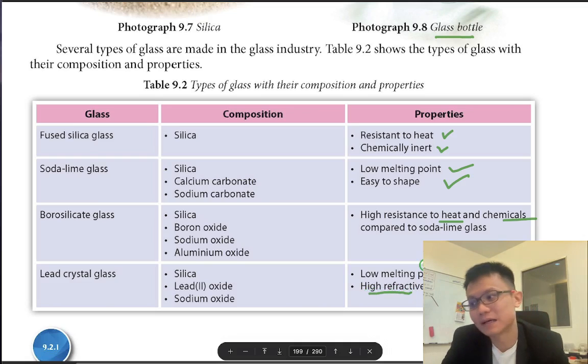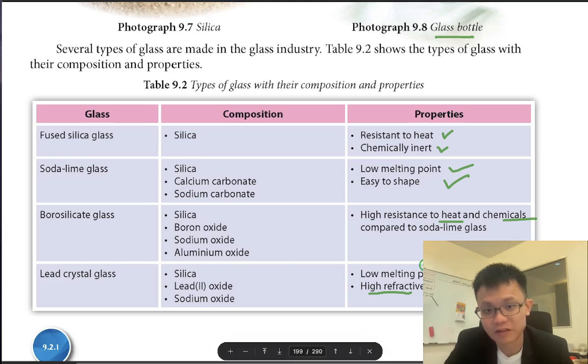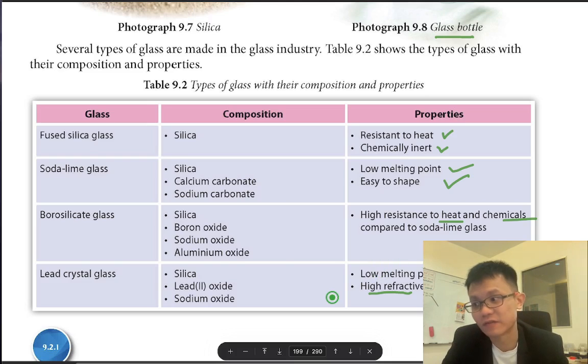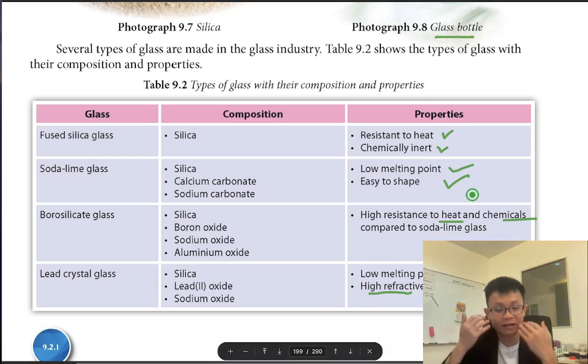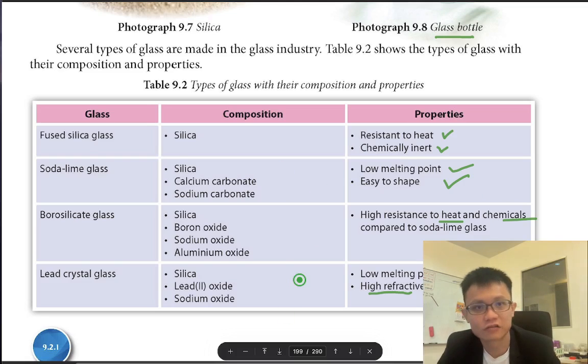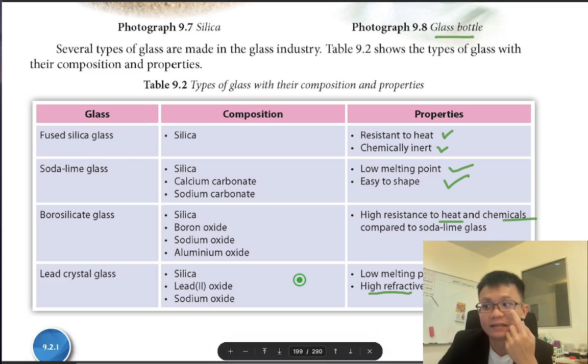If you want to make a good lens, you need to have a high refractive index, because I cannot see my computer now. So I wear glasses with a high refractive index so I can see you. If I use normal glass and put on my spectacles, nothing happens, because this glass has a low refractive index, this glass has a high refractive index. So you can see it.